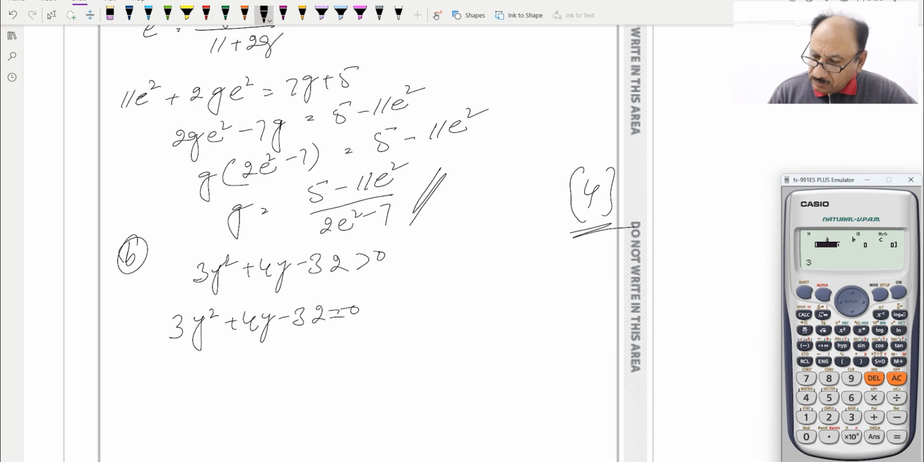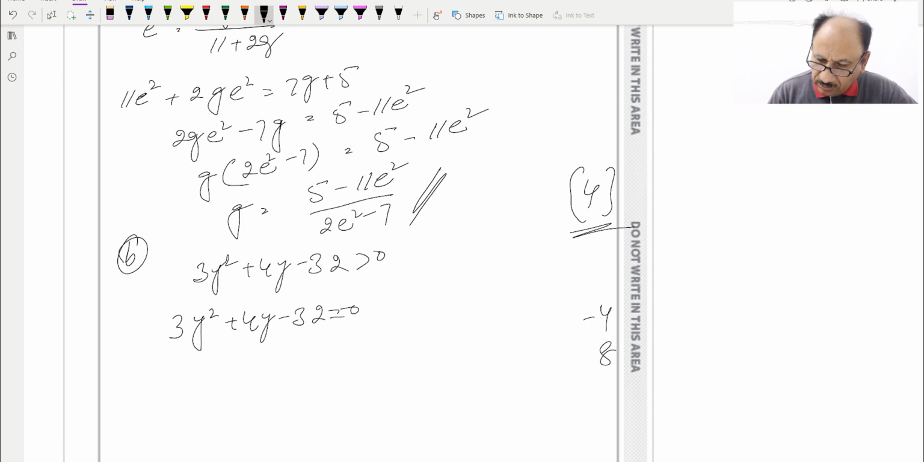So I'm using the calculator. So 3 and 4, coefficient of y is 4 and minus 32 as constant, and this is giving us 8 by 3 and minus 4. So minus 4 and 8 by 3. We will change sign and use these numbers. This will be plus and this one will be minus, and these two numbers I will be using.